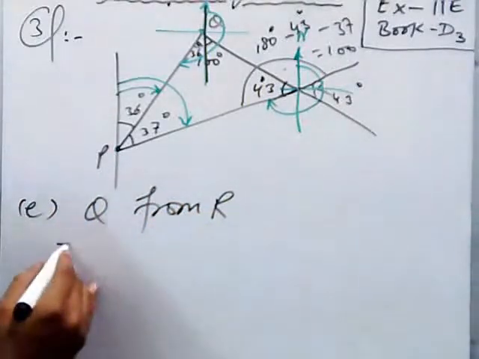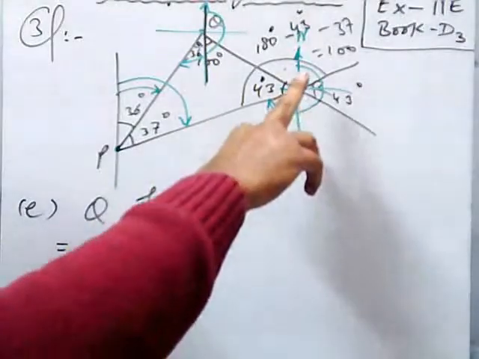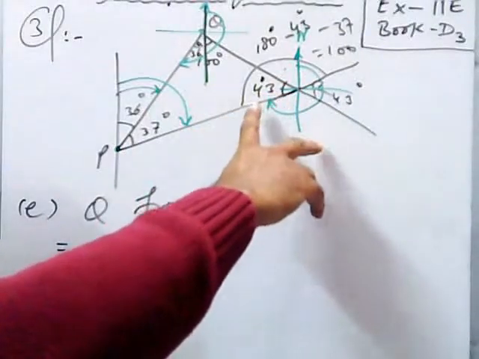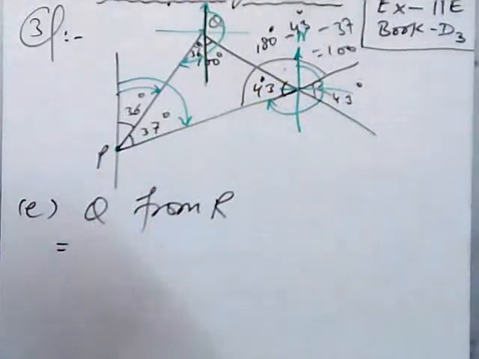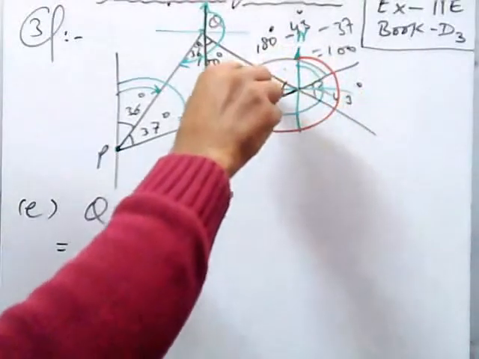That is equal to... from R. We have to start from R, that is PQR. R to Q. That is your R to Q. Start from clockwise direction, R to Q.